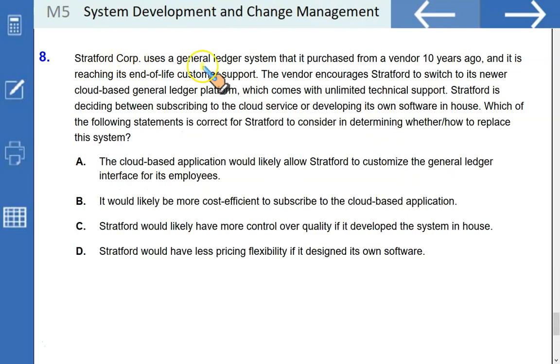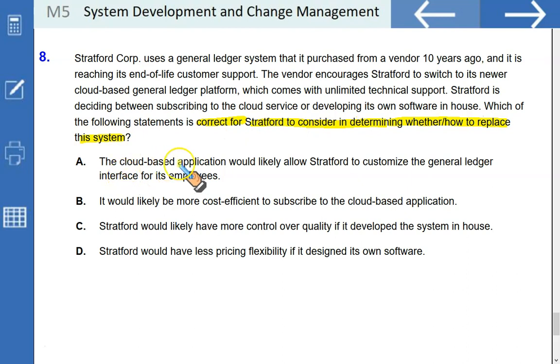Stratford Corporation uses a general ledger system that it purchased from a vendor 10 years ago. It is reaching its end of life customer support. The vendor encourages Stratford to switch to its newer cloud-based general ledger platform, which comes with unlimited technical support. Stratford is deciding between subscribing to the cloud service or developing its own software in-house. Which of the following statements is correct for Stratford to consider in determining whether or how to replace this system?